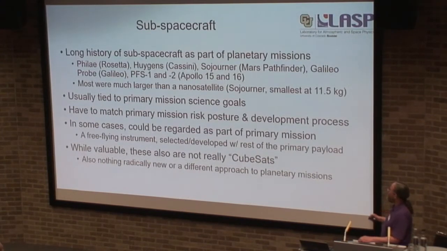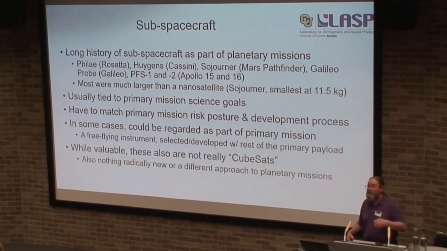Sub-spacecraft actually have an incredibly long history, going back to the particle and field subsatellites left in lunar orbit by a couple of the Apollo missions. The historical ones are generally larger, but these are spacecraft where probably they're going to match the risk posture and development schedule of a major mission, but they're also going to be tied to the mission goals. They're part of the mission.